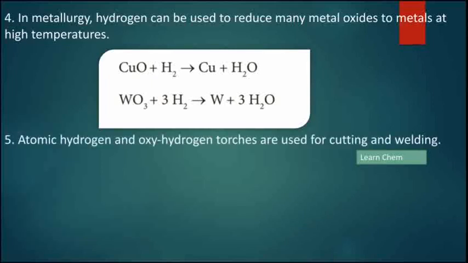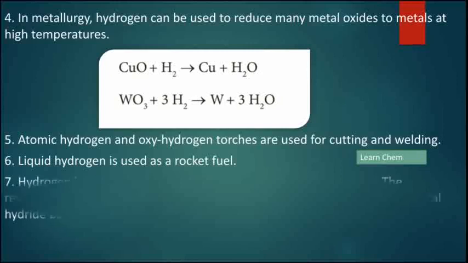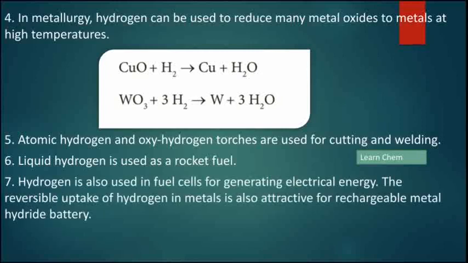And the atomic hydrogen and the oxyhydrogen torches emit higher energy during burning reactions. So these are used in the cutting and welding field. Liquid hydrogen can be used as a rocket fuel. We already know that. And hydrogen is used in fuel cells for generating electrical energy. I have already mentioned this use in the chemical properties of hydrogen.